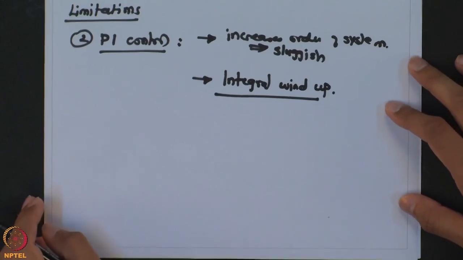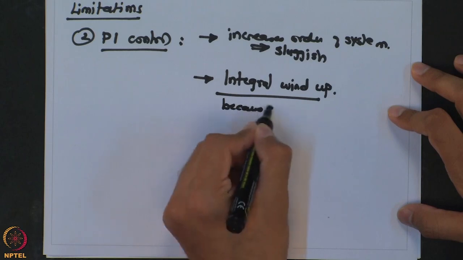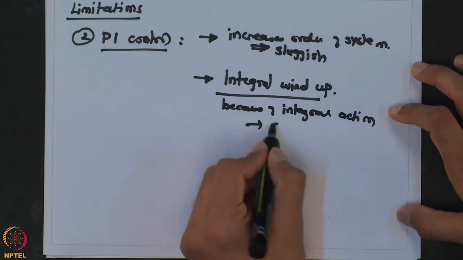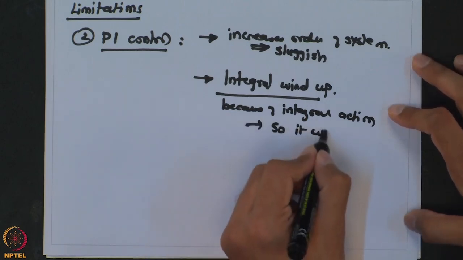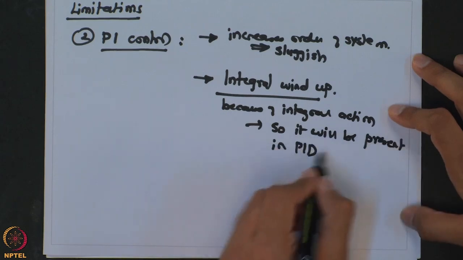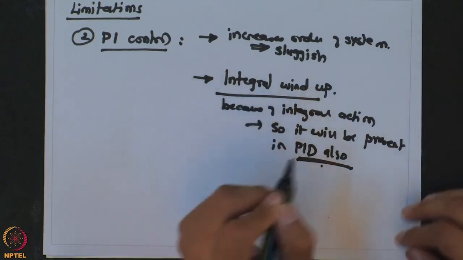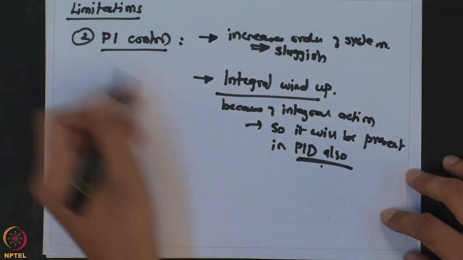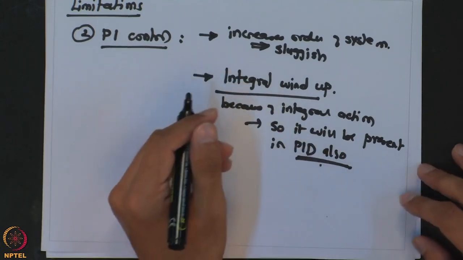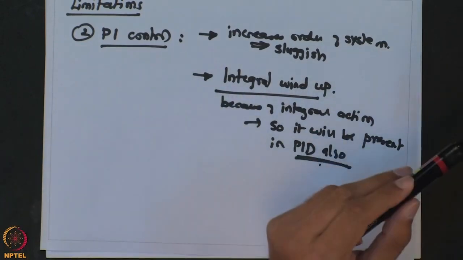And this is present because of the integral action. So it will be present in PID also, because it is the product of having an integral action in the system. So, as integral action is present in PID control as well, this integral wind up may also occur during PID control. So, let us look at what an integral wind up is.